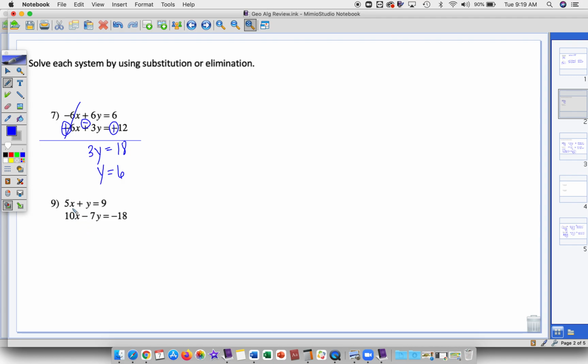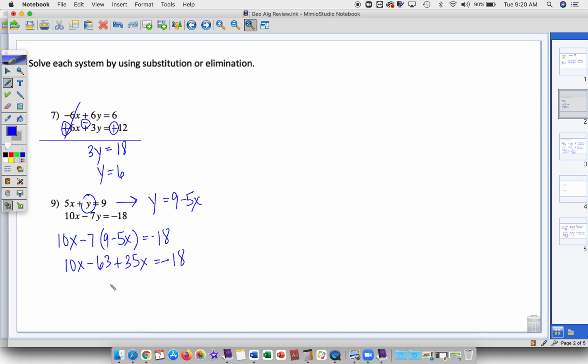Okay, in this equation, I'm going to choose substitution because I have this y with a coefficient of 1, so I can easily solve for y. So from this equation, I know that y is equal to 9 minus 5x. So I'm going to replace the y in the second equation with 9 minus 5x. So my new equation is 10x minus 7 times 9 minus 5x equals -18. So I have 10x minus 63 plus 35x equals -18.